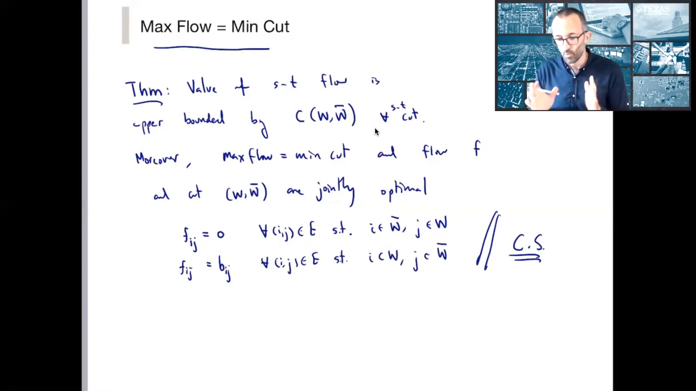So we're going to next use this in order to give the Ford Fulkerson labeling algorithm and a proof that when Ford Fulkerson terminates, it's guaranteed to have terminated at an optimal solution. So we're going to pick this up next.